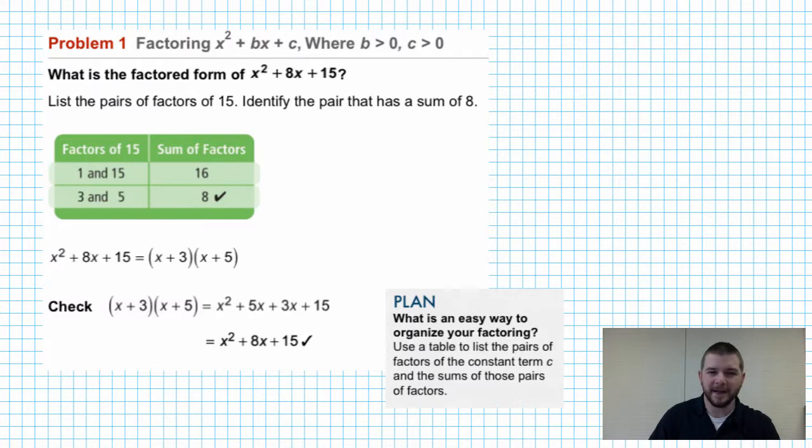You can list the pairs of factors of 15, identify the pair that has a sum of 8. And while I appreciate the way that the book has this lined out with a nice, attractive table, I'm going to show you the way that I do this problem.